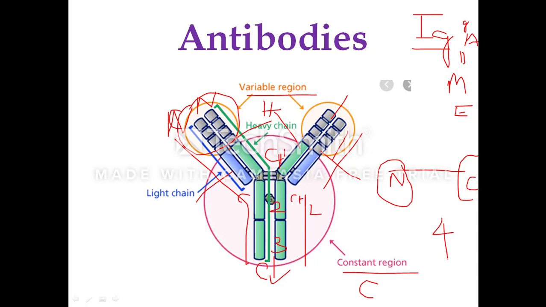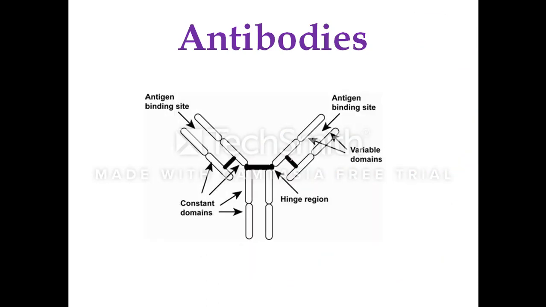Antigen binding site is formed by the variable region of one heavy chain and the adjacent variable region of one light chain. The disulfide bonds formed between cysteine residues connect the light and heavy chain. So the light and heavy chains are held together by interchain disulfide linkages. These are formed between the cysteine residues.